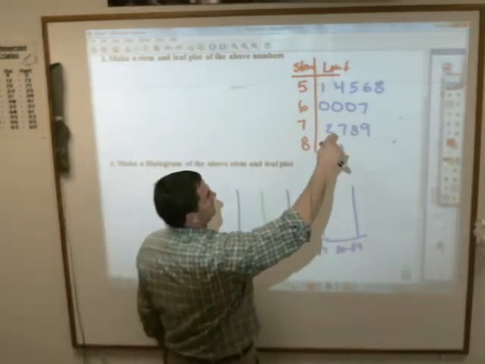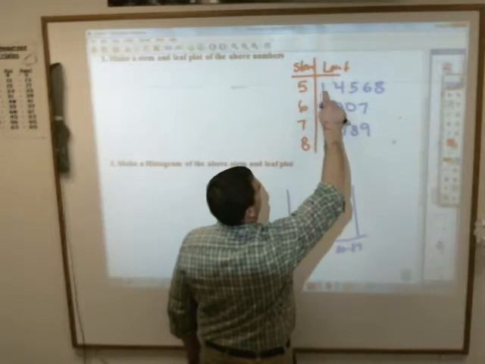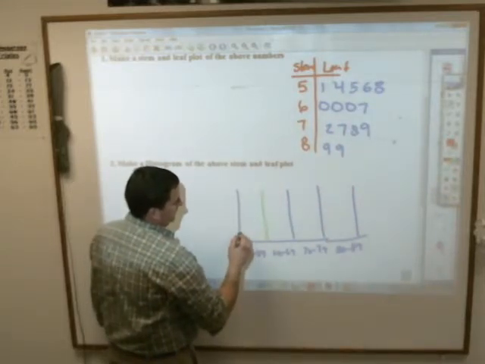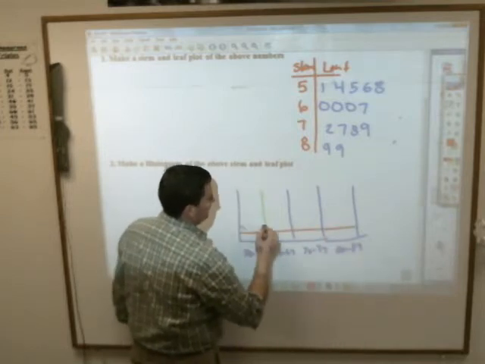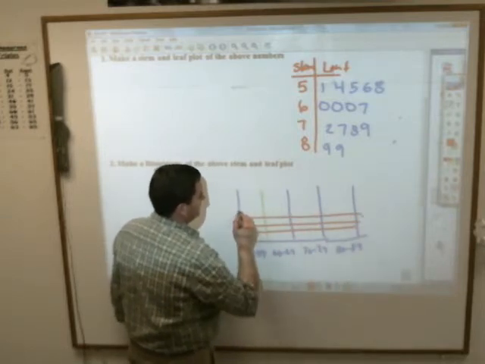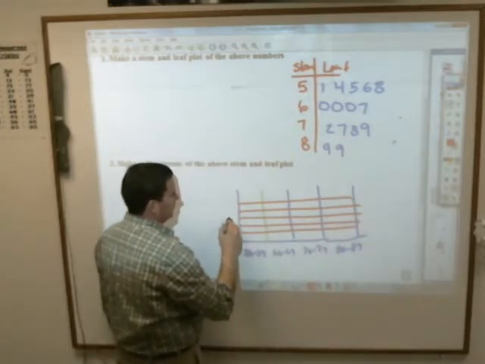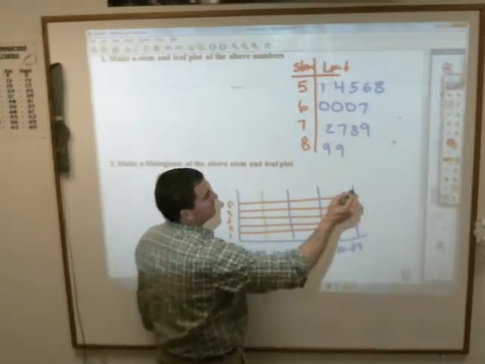In other words, what's the most we have? In the 50s, you have 1, 2, 3, 4, 5. So on your vertical scale, you would have 5 lines. 1, 2, 3, 4, 5.